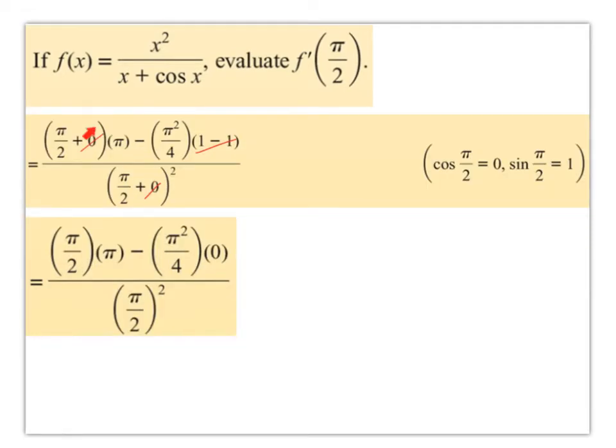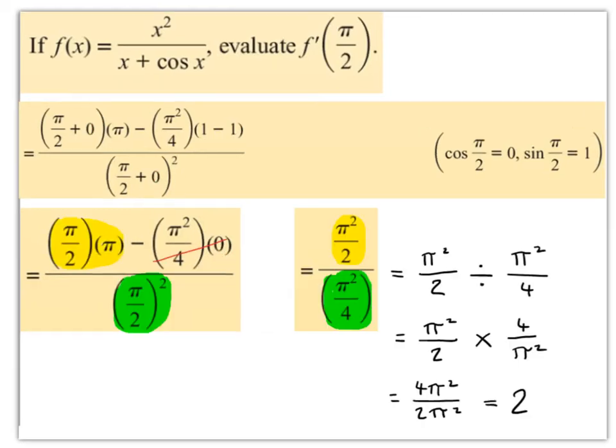Next, we can start to simplify. So we get rid of the 0. 1 minus 1 is 0. That's where that 0 comes from. And we can cancel out that 0 as well. So we have pi over 2 times pi minus pi squared over 4 times 0, all divided by pi over 2 to be squared. So pi over 2 times pi is going to give us pi squared over 2. Pi squared over 4 times 0 will just cancel out. So we just have pi squared over 2 as our numerator. And then our denominator, pi over 2 to be squared, gives us pi squared over 4.